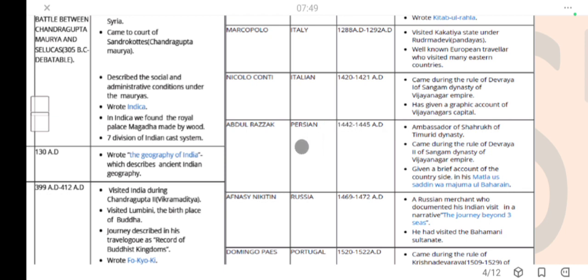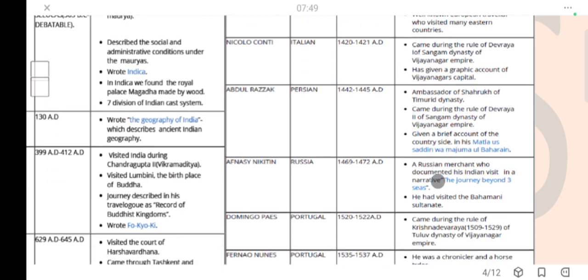Okay. Next, Abdul Razak, he's from Persia. He visited during the rule of Devaraya II of the Sangam dynasty. Nicola Conti visited during Devaraya I of the Sangam dynasty. Abdul Razak visited during Devaraya II of the Sangam dynasty of the Vijayanagara Empire. So he gave a brief account of the countryside.